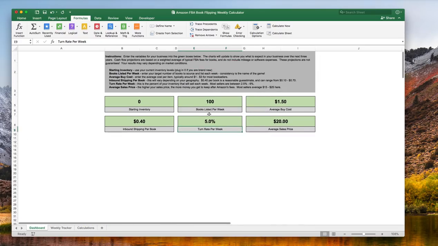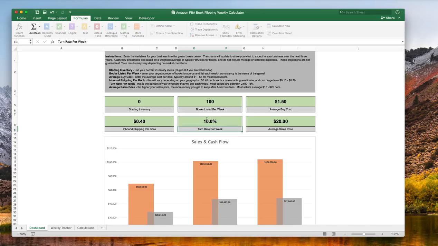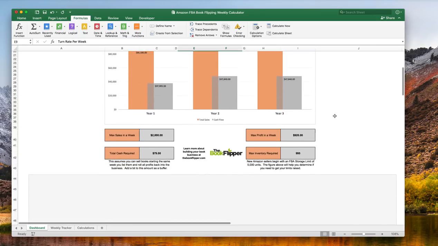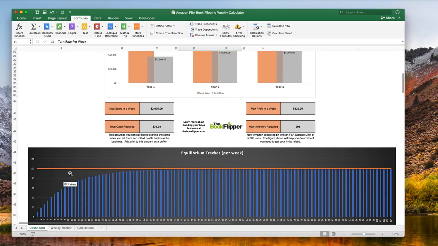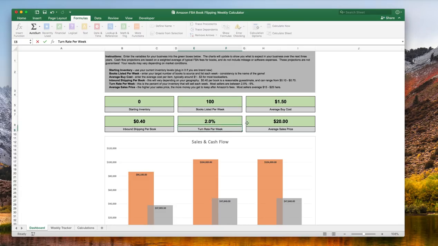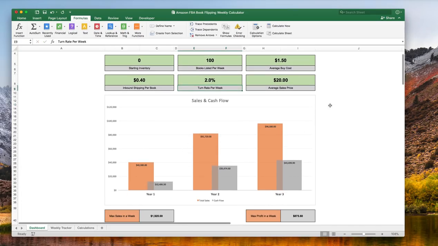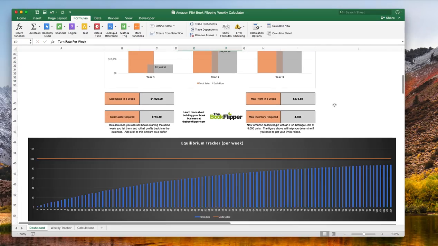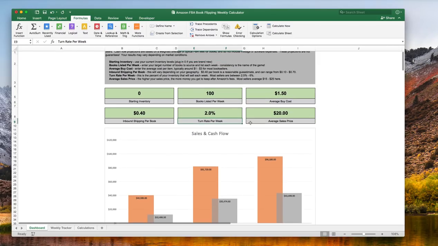So let's just do a crazy example. Let's say you're able to sell 10% of your inventory a week. Again, you'll notice that your sales go up quicker, especially in year one, but you're going to reach a theoretical max where, again, you're replacing what you're finding. So you'll see the equilibrium catches up much faster versus if you're only able to sell 2% a week, for example, it's going to ramp up much more slowly over time, but your theoretical max is the same. So you can play with the variables.